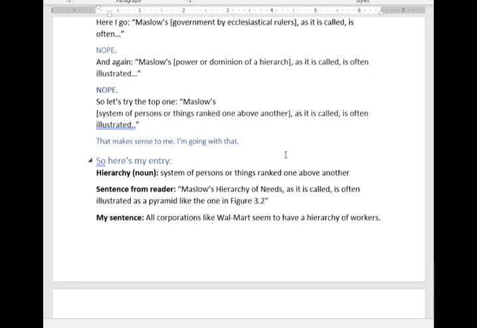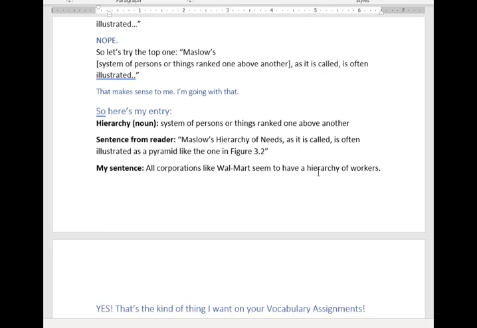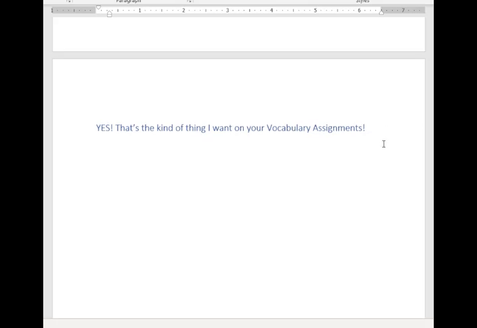Here, therefore, would be my entry in my vocab document. Hierarchy, noun, system of persons or things ranked one above another. I need only the one definition. Sentence from the reader. I'm going to write it again. Maslow's hierarchy of needs, as it is called, is often illustrated as a pyramid, like the one in figure 3.2. I'm going to come up with my own sentence to prove that I know what this word means. All corporations like Walmart seem to have a hierarchy of workers. Yes, that's what I want.